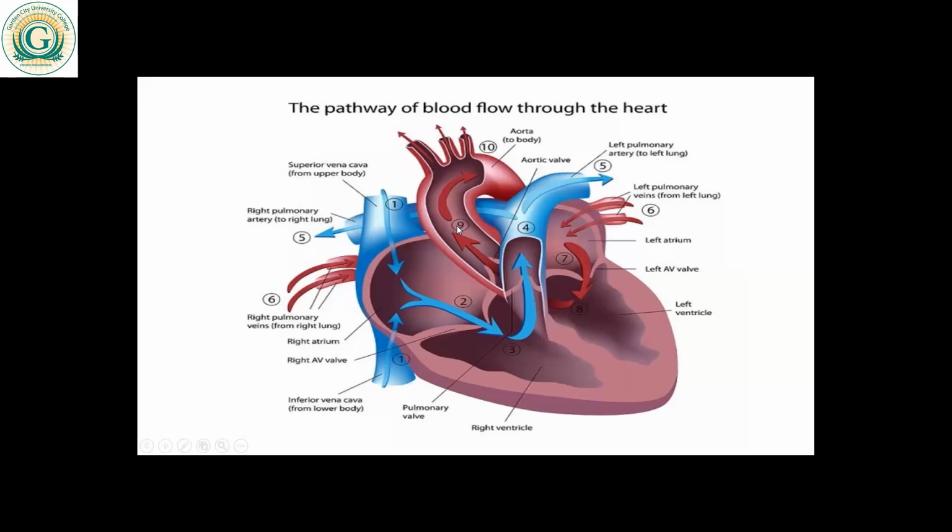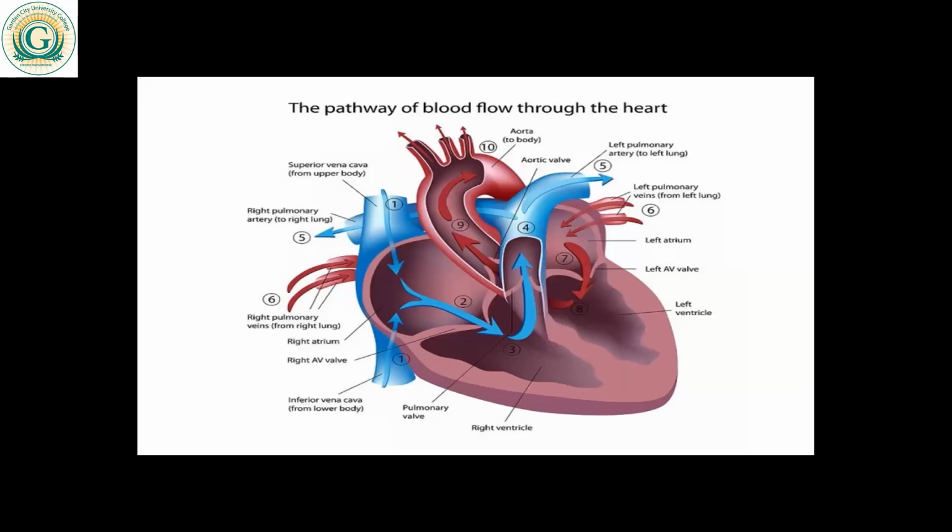Now the aorta branches into other arteries that supply this oxygenated blood to every part of the body. So can someone, just as I did, describe the pathway of blood flow through the heart? Anyone? Just one submission, we move on. Irene. Okay, sister, I want to try. Okay.